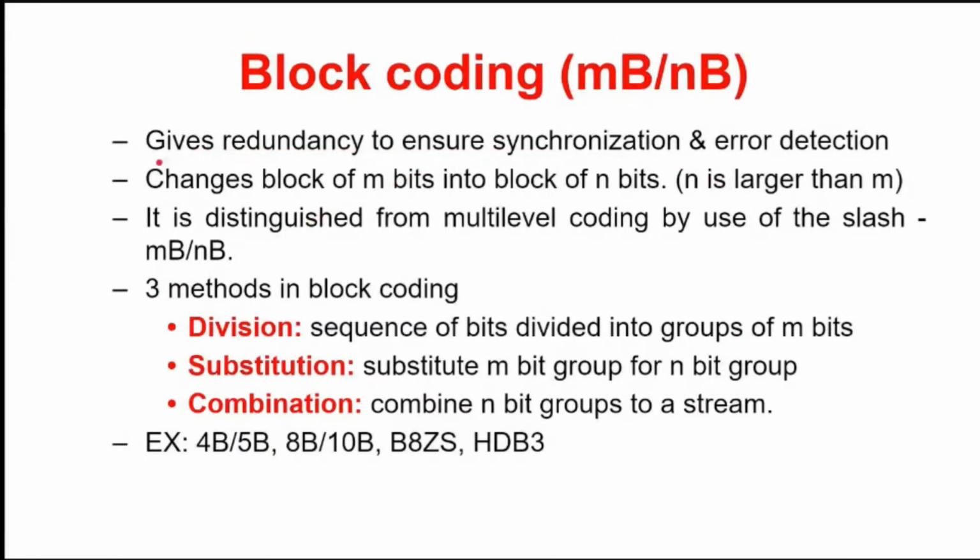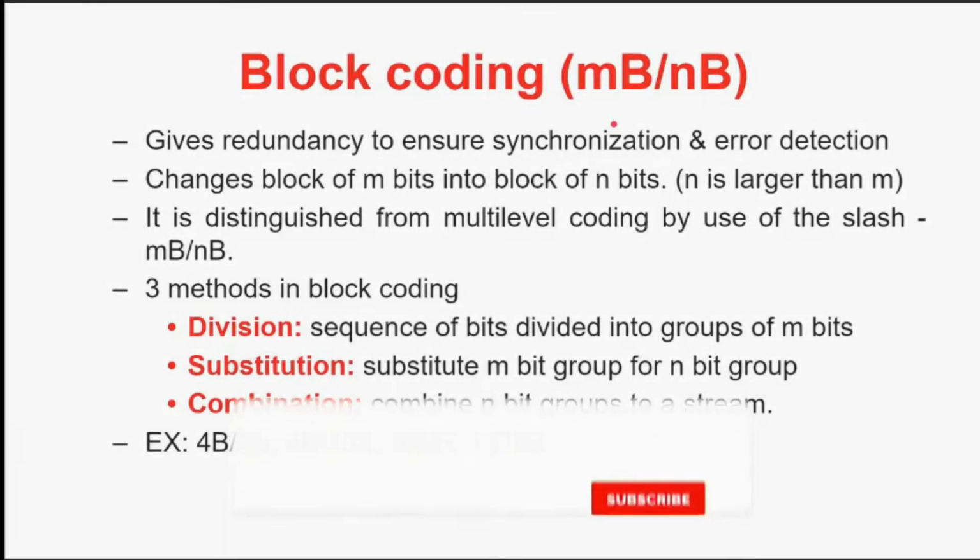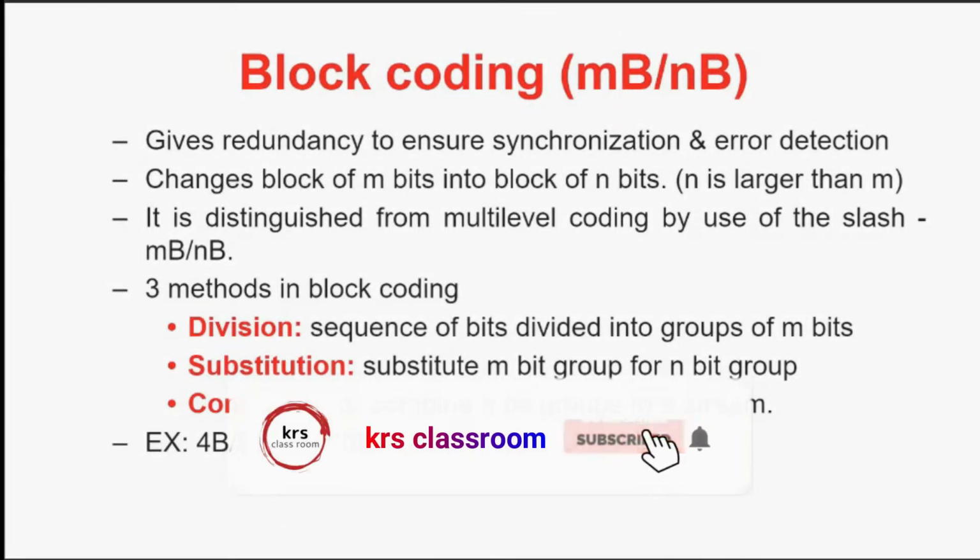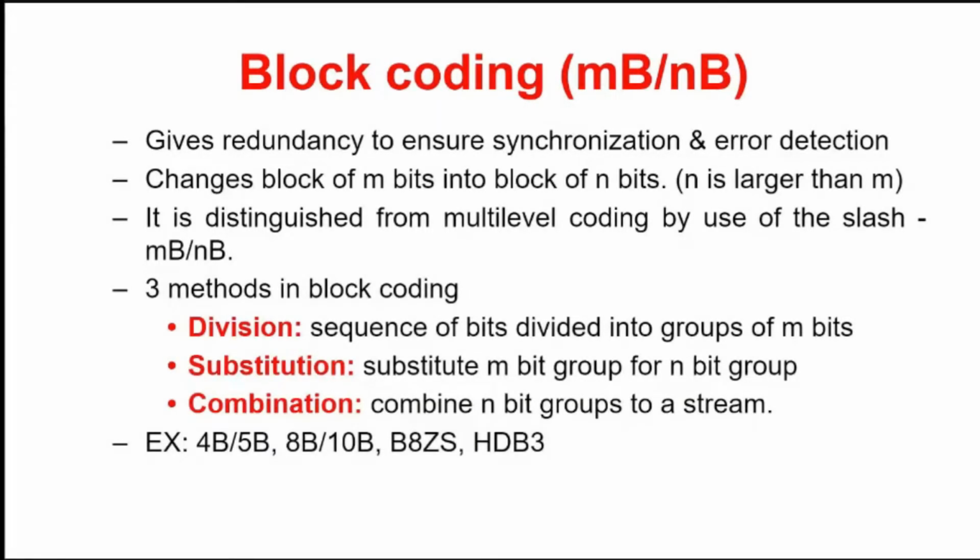So actually it gives redundancy to ensure synchronization and error detection. You know the synchronization: each and every bit should be synchronized with the signal. Then only the exact value will be received at the destination, right? And the error detection: if the perfect data does not reach the destination, some error has occurred. So we have to check for errors. Both processes happen in the block coding technique.